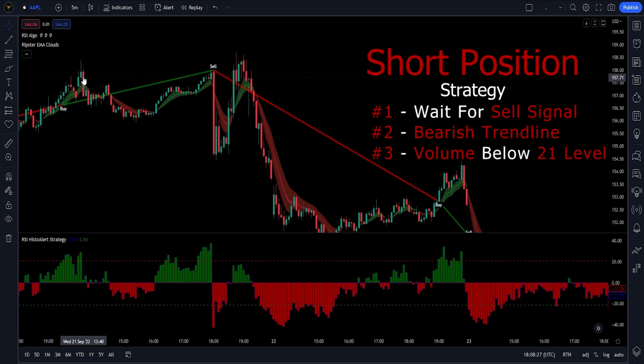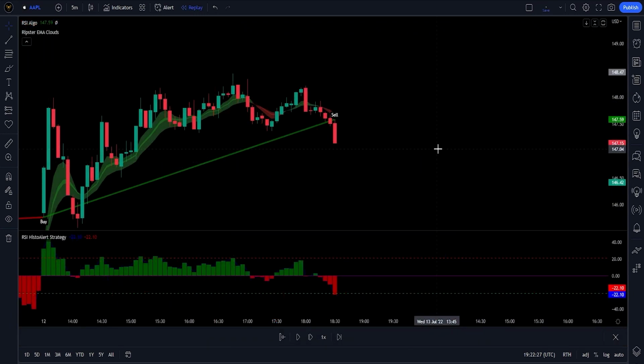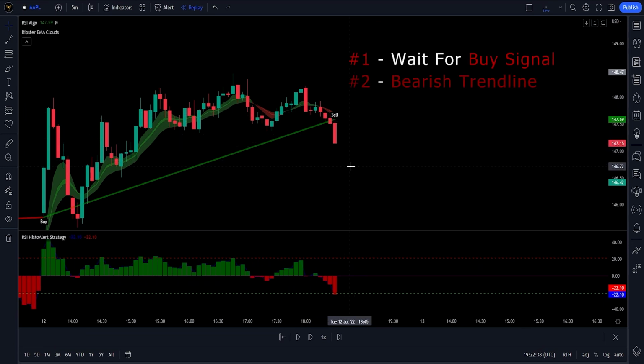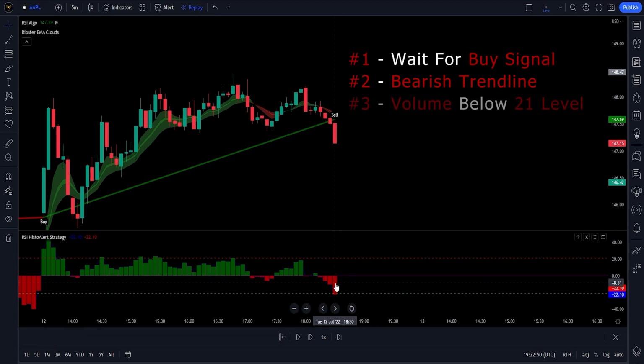Now, let's see how this works in real time. Once again, we will follow the rules we set for our short trade. First of all, we search for a sell signal. Once we have that, we can move forward. Next, we can see that our trend line turned from green to red, indicating that the market is in a bearish direction. So far, 2 out of our 3 conditions are met, so let's check our volume indicator for our third and final condition, which is that the volume is below the -21 line.